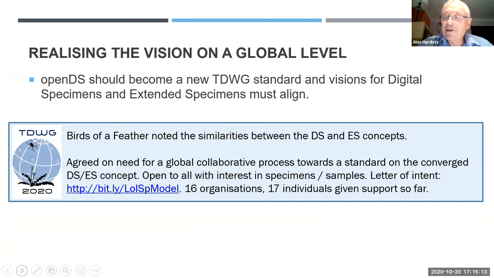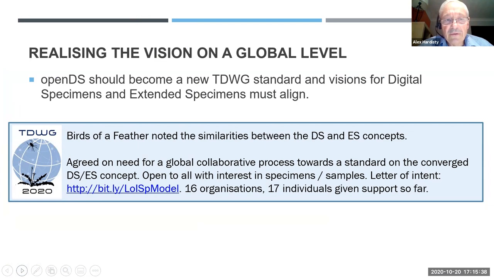Of course, a standard for open digital specimens needs to be realized on a global level. It helps us all if we avoid fragmentation and duplication of work. And so we propose that OpenDS should become a new TDWG standard and that visions for digital specimens and extended specimens must align. This was the main outcome of the Birds of a Feather session that I referred to a moment ago.